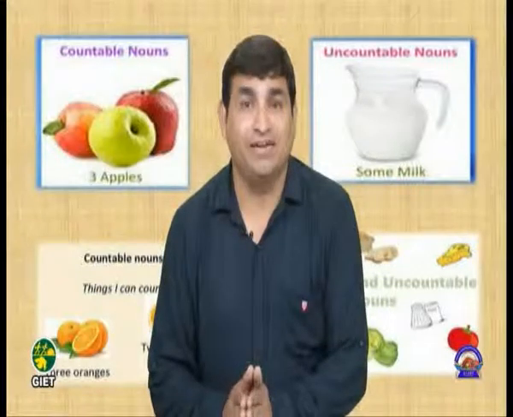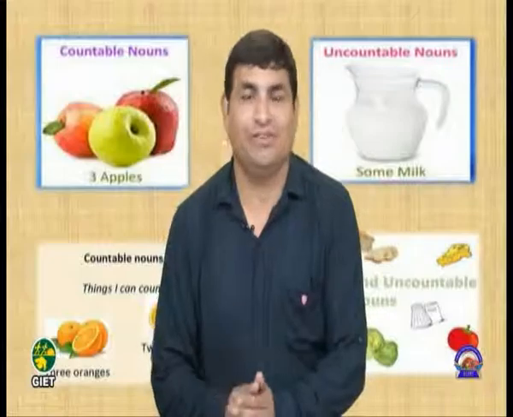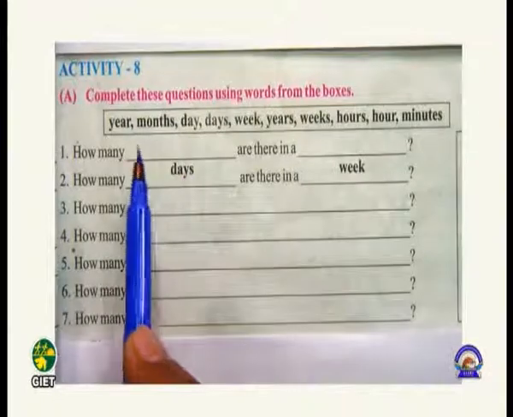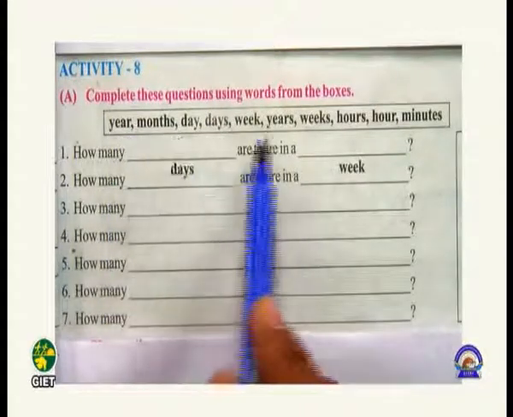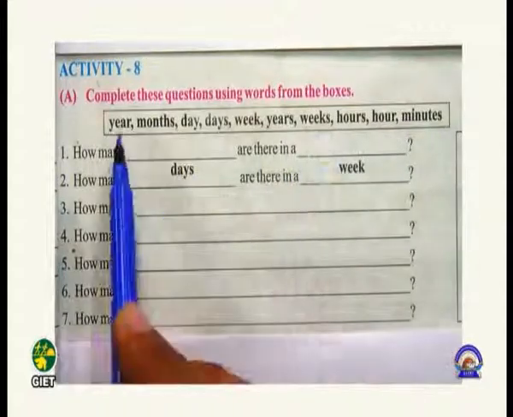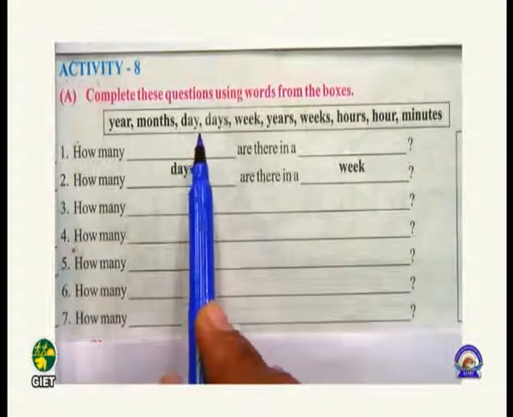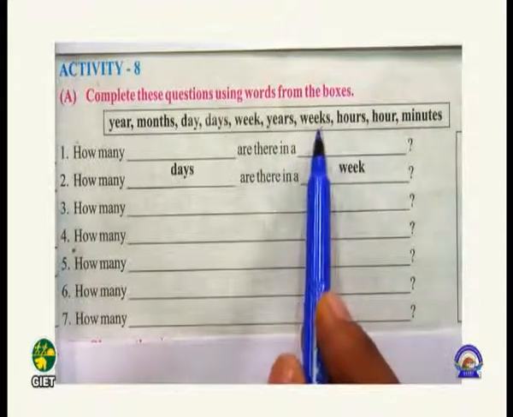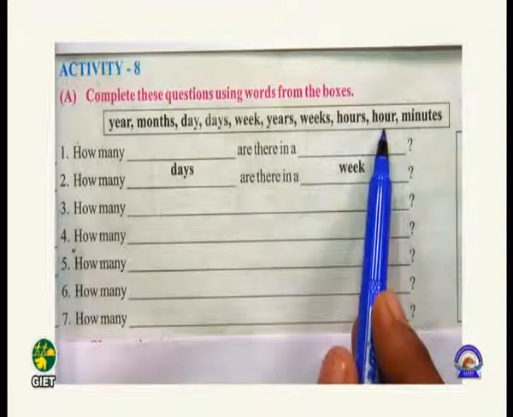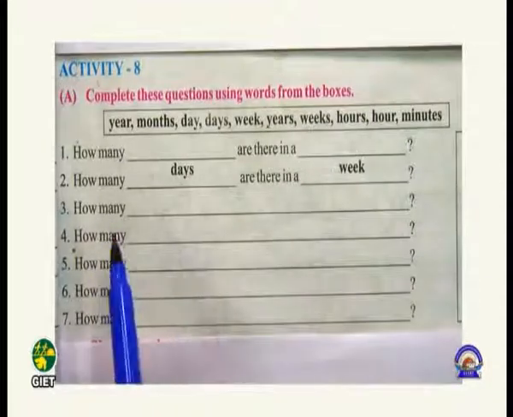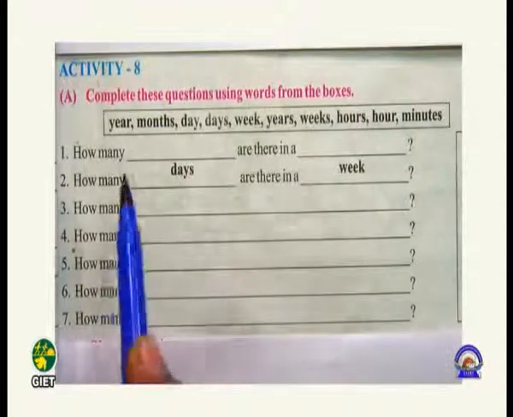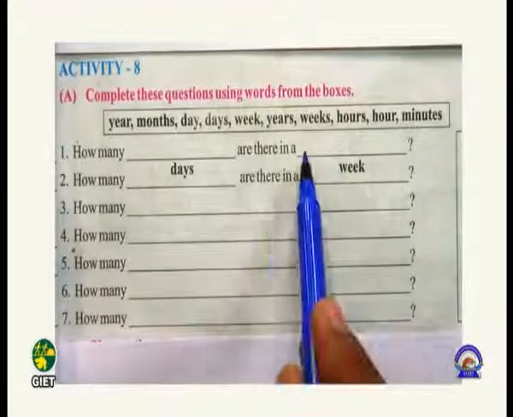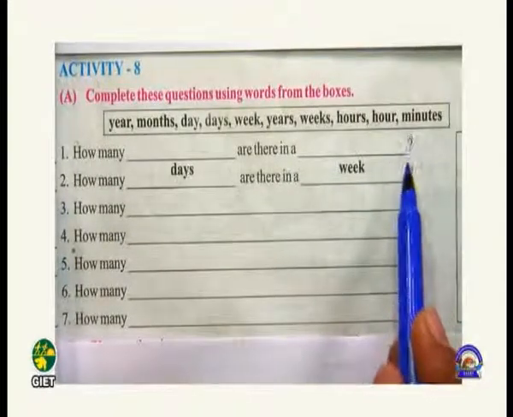Activity number 8 on page number 35. In this activity, you can see that there are some words in this box. The words are year, months, day, days, week, years, weeks, hours, hour, and minutes. What you have to do here? You have to fill this blank and complete this question.